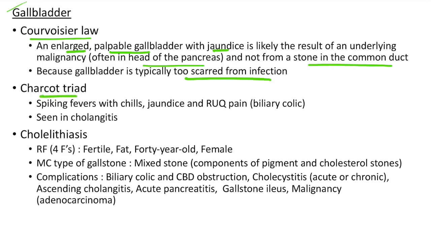Now let us see about Charcot triad. In this case, there are spiking fevers with chills, jaundice and right upper quadrant pain, which is biliary colic pain.